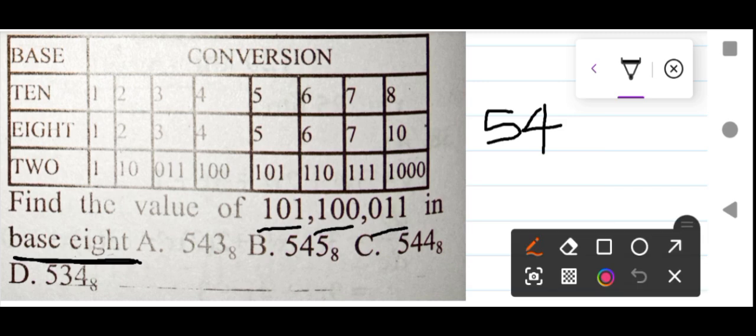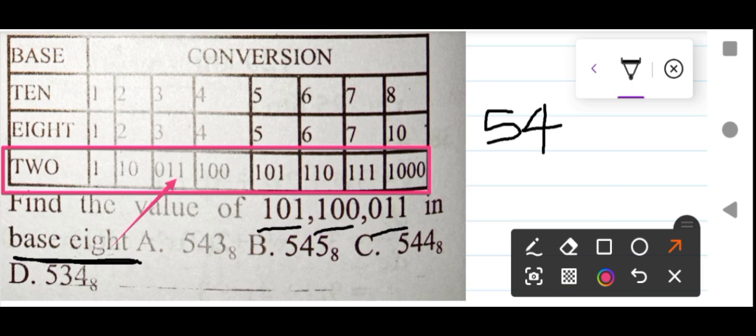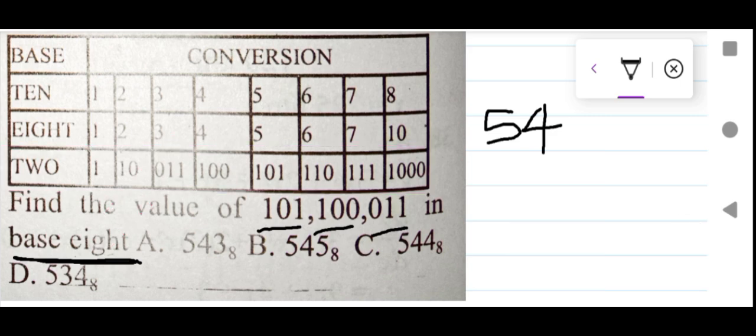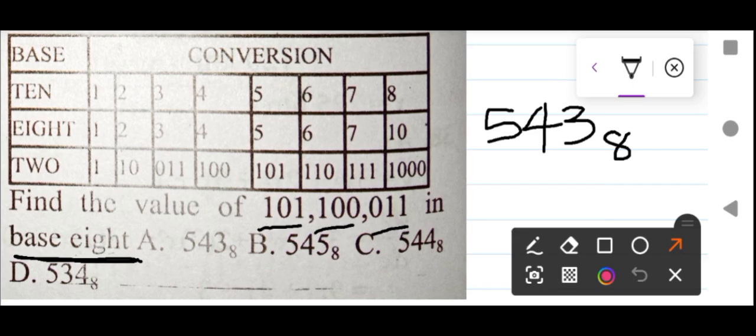Also, we need to find out the other value, which is 011. So let's check the table for 011. This is 011 right here, and the equivalent value in base 8 is 3. So let's write 3. Now our conversion gives us the equivalent values all in base 8. So with the look of things, we discover that the correct option is 543 in base 8, which is option A.